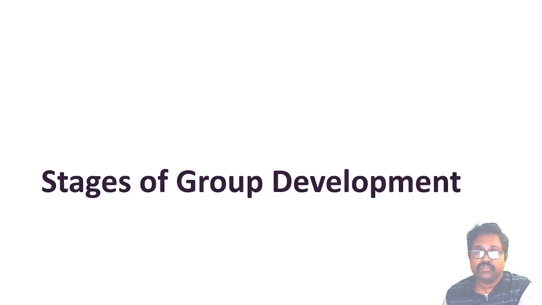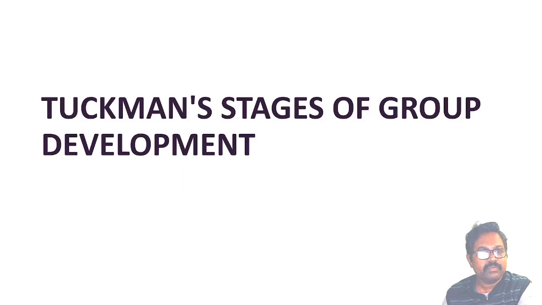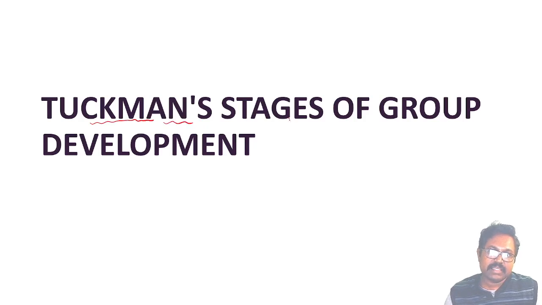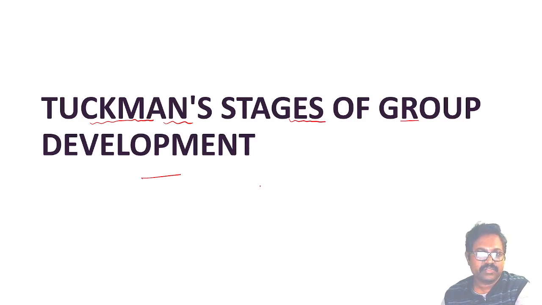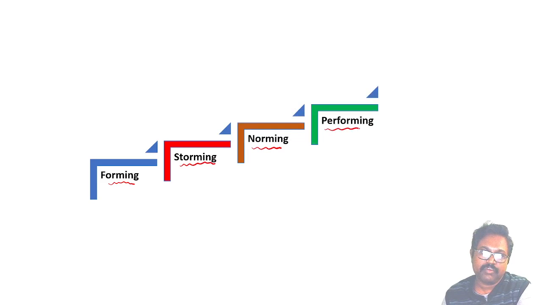So what are the stages of group development? The group development stages have been described by Tuckman, so they are called Tuckman's stages of group development. Let us see what they are. The first step is forming. The second step is storming, the third step is norming, the fourth step is performing, and the fifth step is adjourning.